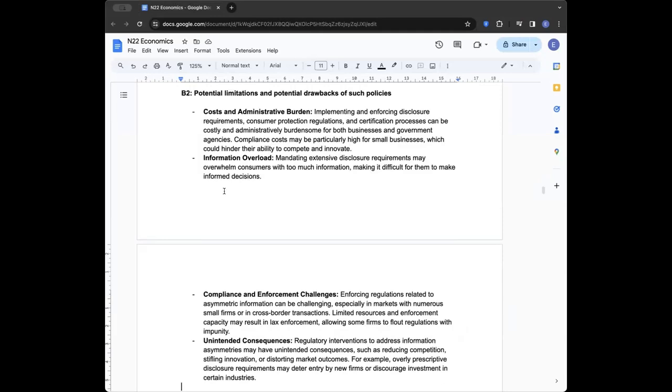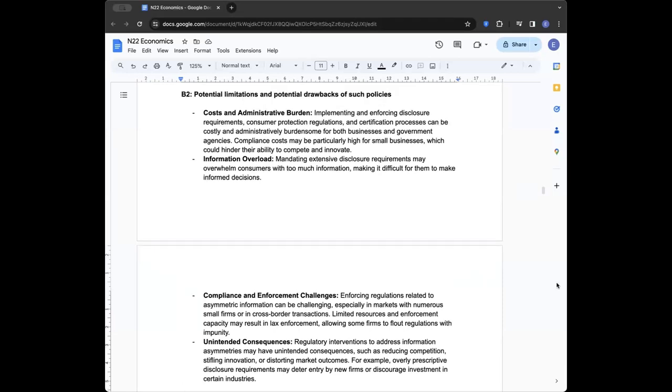Next, I can analyze potential limitations or drawbacks that the recommended policies can have. What must be understood is that there will be huge administrative cost to regulate or enact such policies. Also, the problem of information overload should not be overlooked. And there can be compliance and enforcement challenges. Last, other unintended consequences can occur, such as reducing competition or stifling innovation, things like that.